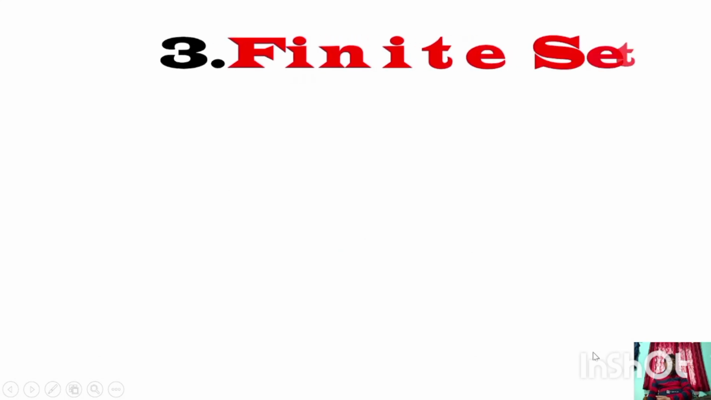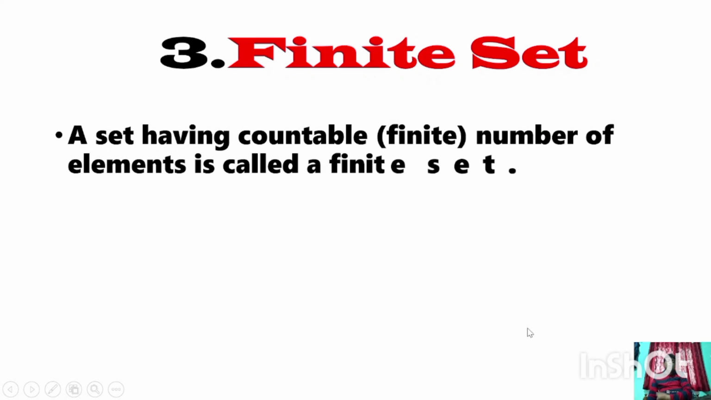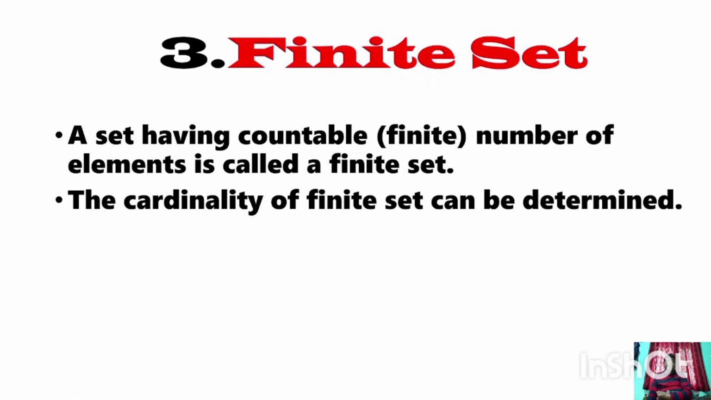Okay. Next point, finite set. So what is a finite set? A set having a countable or finite number of elements is called a finite set. It means if you are able to count how many elements a set has, then such a set is said to be a finite set. The cardinality of a finite set can be determined because we can say how many elements the set has. So if the number of elements of a set can be determined, then such a set is said to be a finite set.